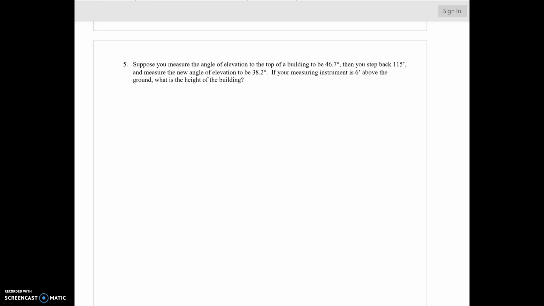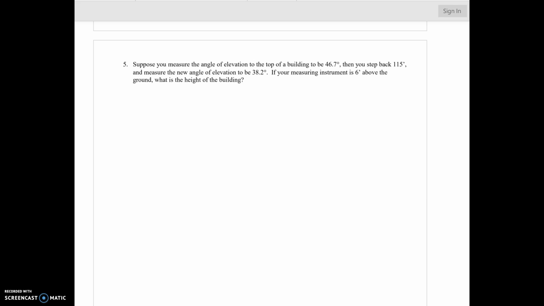Suppose that you measure the angle of elevation to the top of a building to be 46.7 degrees when you step back 115 feet. Then measure the new angle of elevation to be 38.2 degrees. If your measuring instrument is 6 feet above the ground, what is the height of the building?